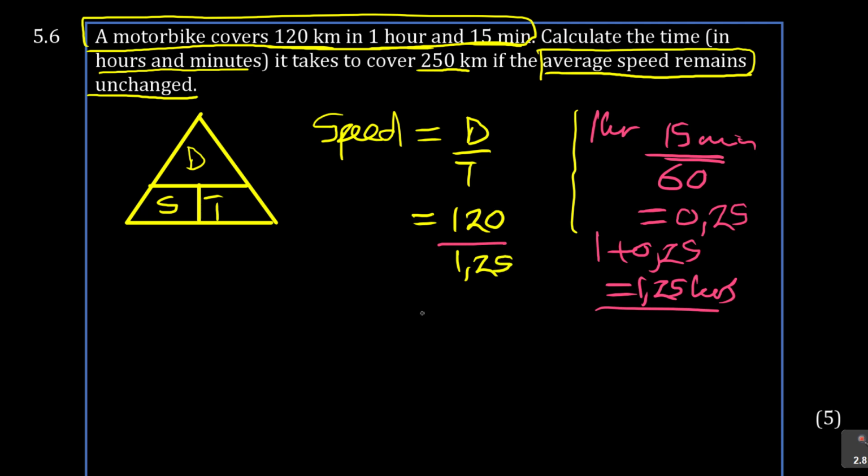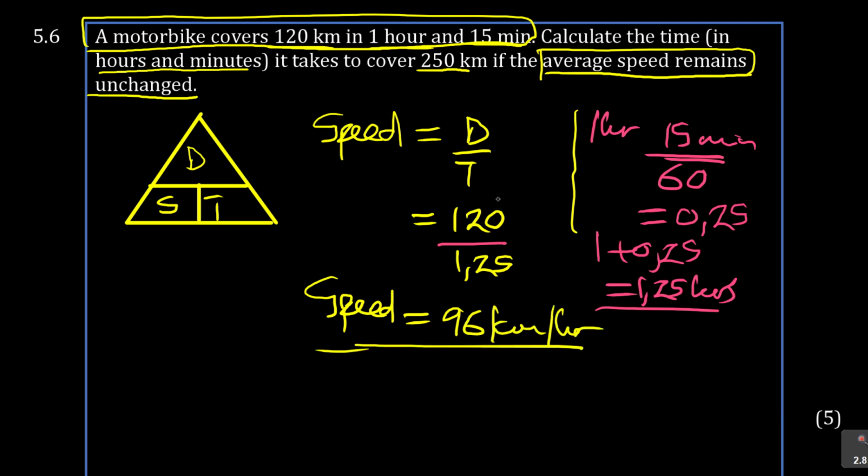So then can you now give me the answer when I'm dividing that? What is my speed? 120 divided by 1.25 is 96 kilometers an hour. Now 96 kilometers per hour. Right. So they said this speed remains unchanged, which means the car maintained 96 kilometers per hour. So now they are saying, let's come back here.